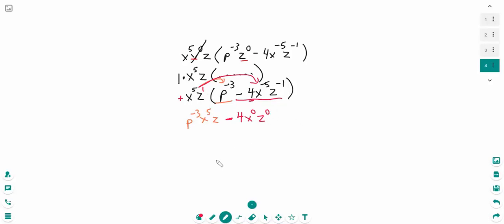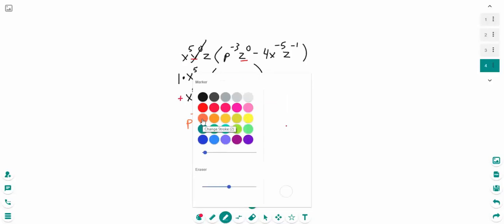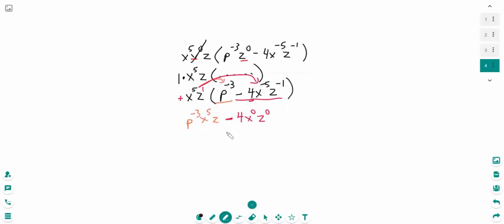Now we can look through this and say, is there any other simplifying that we can do? This first term, no, there's nothing that we can do there. There's no combining of any of those variables. We're stuck. The second term, though, we could immediately recognize that this x to the 0 is just a 1, and the z to the 0 is just a 1. So 4 times 1 times 1 is still going to be 4. So we end up with just the 4. And this would be our expansion to this original expression.